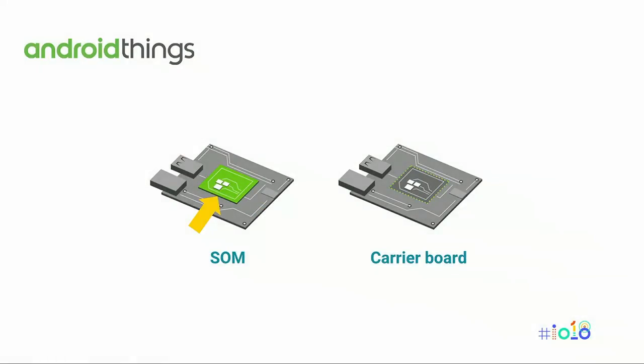So at the heart of Android Things, there's something called a SOM, or a system on module. And this is also called a carrier board. The SOM can be used for prototyping, and it can also be placed on a custom board. So you can snap this SOM off and use it on your own custom PCB board. And everything that surrounds this carrier board is an accessory.